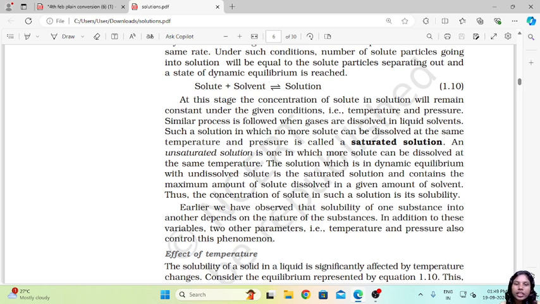An unsaturated solution is the one in which more solute can be dissolved. Unsaturated is the opposite of saturated. So even if I am adding, it will get dissolved, which means the solution is still unsaturated.